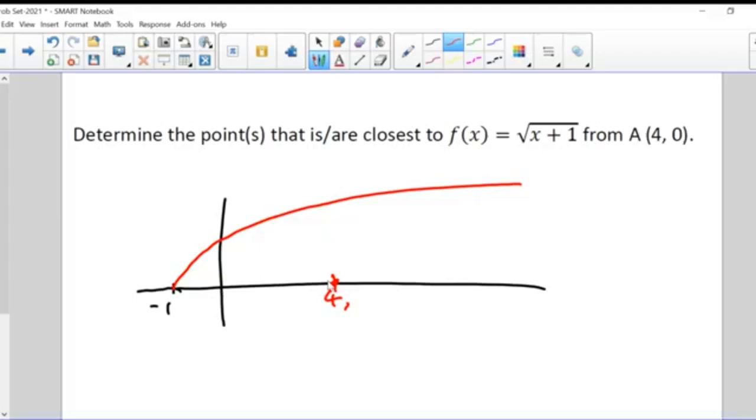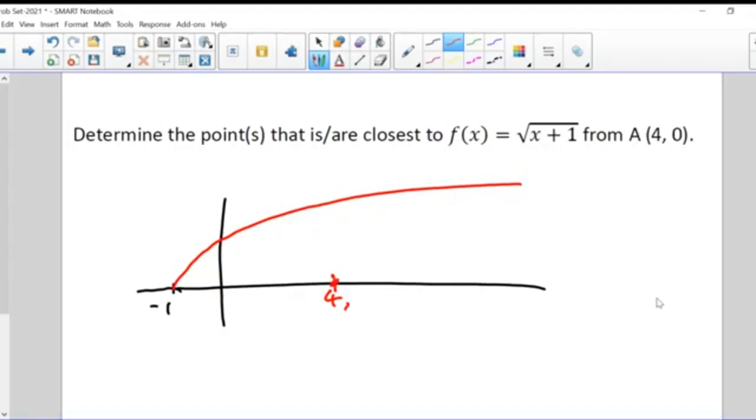But there is a point, though, that we're going to try to find along this line, which is closest to (4, 0), right? (4, 0), of course, is a point that's exactly on the x-axis. So we're going to try to see if we can figure out where that point is along this function.